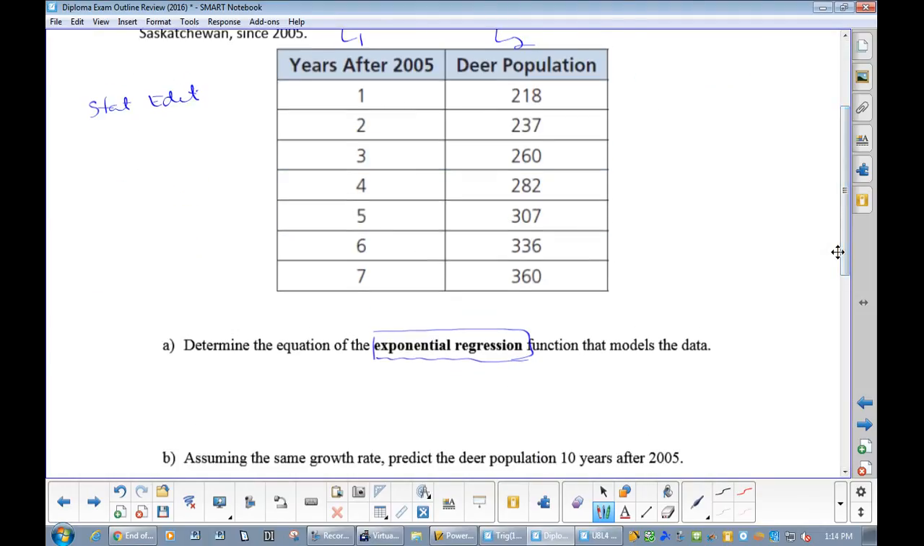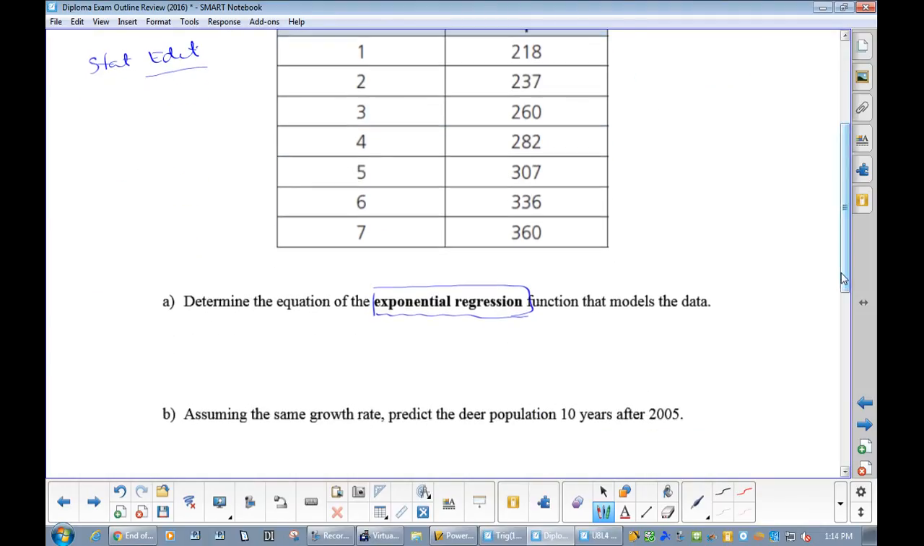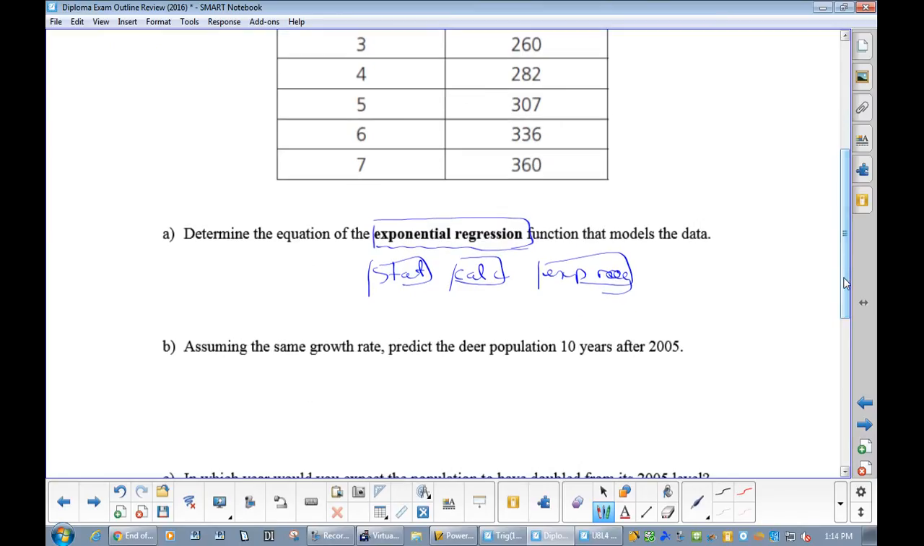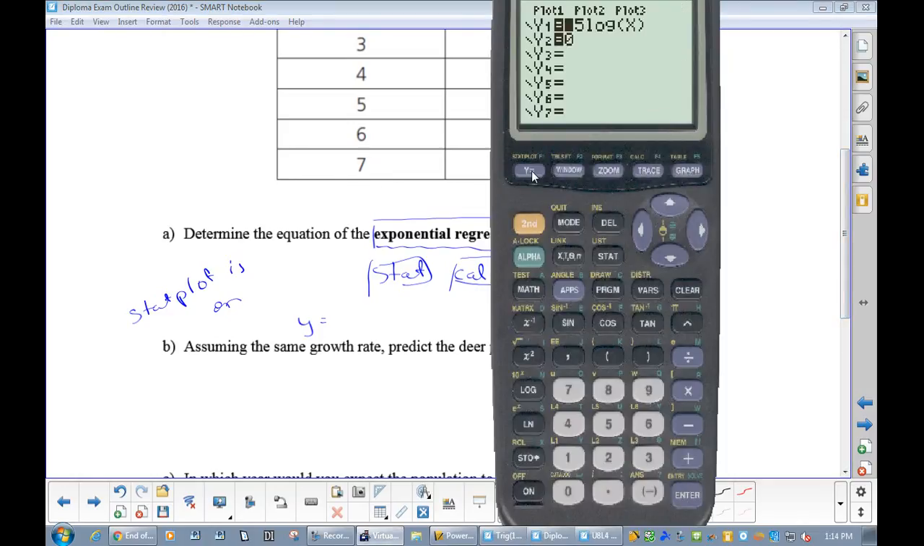Okay, so we do stat edit, we put in L1, L2, then we would go stat, calc, and we would go exponential regression. Okay, once you get that, to get it into y equals, you would hit y equals. Now make sure stat plot is on. Okay, how did we do that? When you go to y equals, go all the way up, and where it's blinking, you need to hit enter and then go down after.